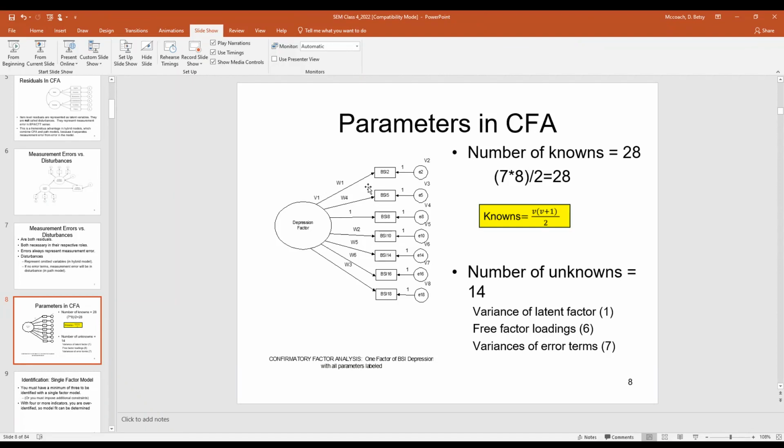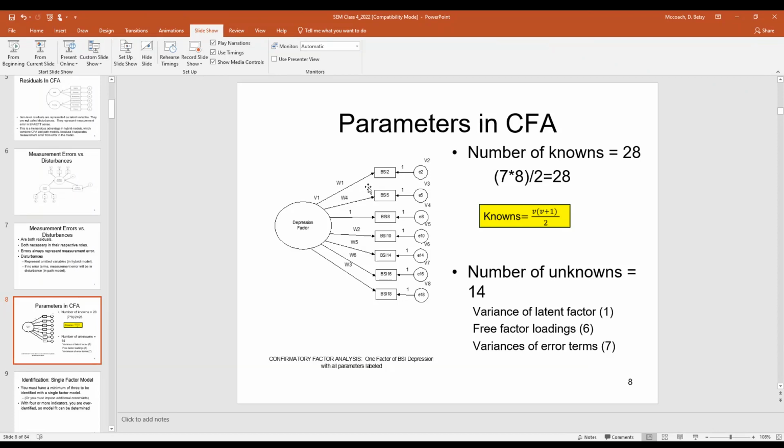So that's easy. For the unknowns, remember, I need to count. I'm either going to use the marker variable strategy or the fixed factor variance strategy. It doesn't matter when you're counting, you're going to get the same number either way. If I count the variance of the latent variable, then one of the paths is going to be fixed to be 1. So here I'm estimating 1 variance for the latent factor. I'm estimating 6 factor loadings, not 7, because the 7th one is my marker variable, so that is not freely estimated. But I am estimating 7 error variances. So 6 plus 7 plus 1 is 14.